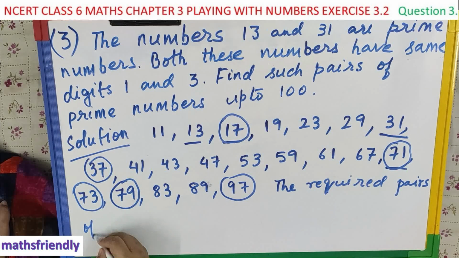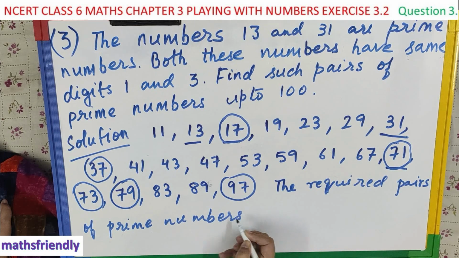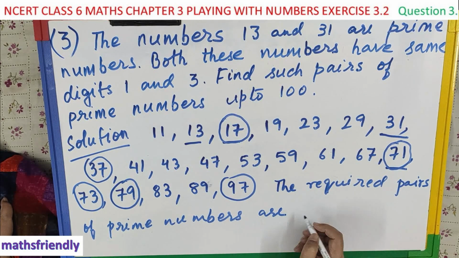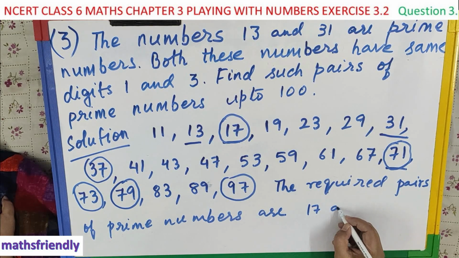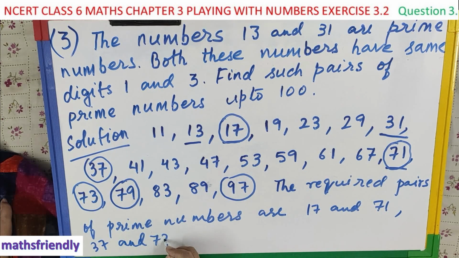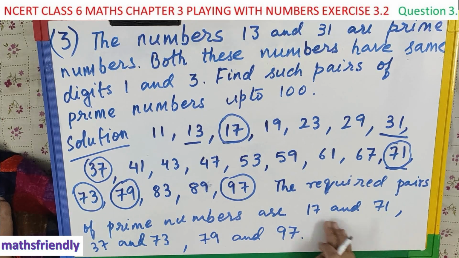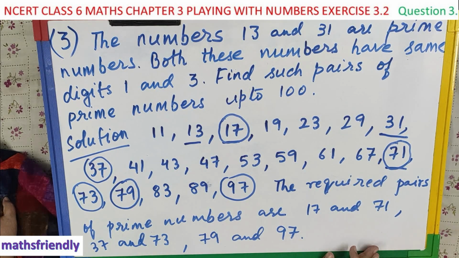pairs of prime numbers. They are 17 and 71, 37 and 73, right, and 79 and 97. So we got such pairs of prime numbers which have the same digits and the digits are reversed: 17, 71, 37, 73, 79 and 97. So understood this question?